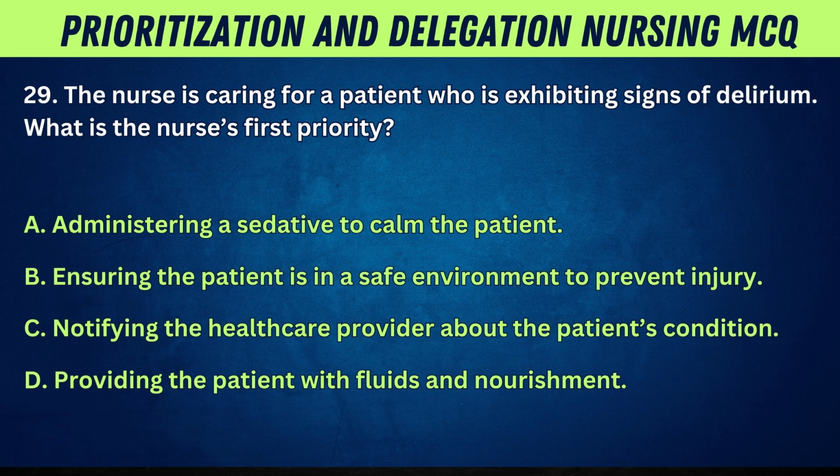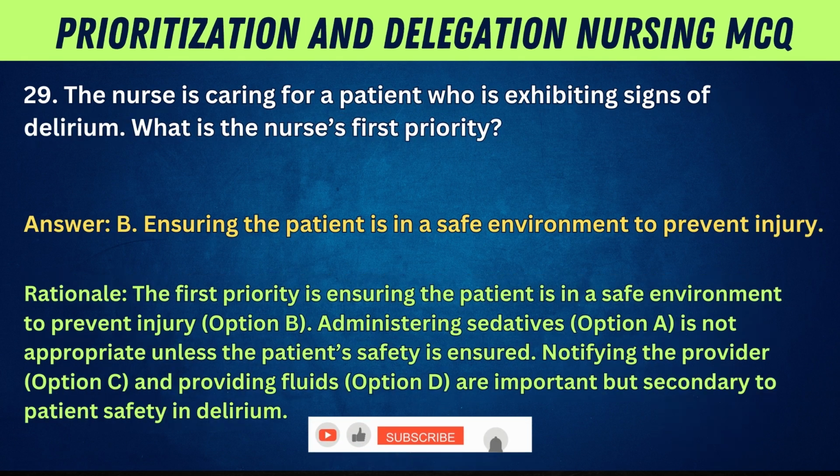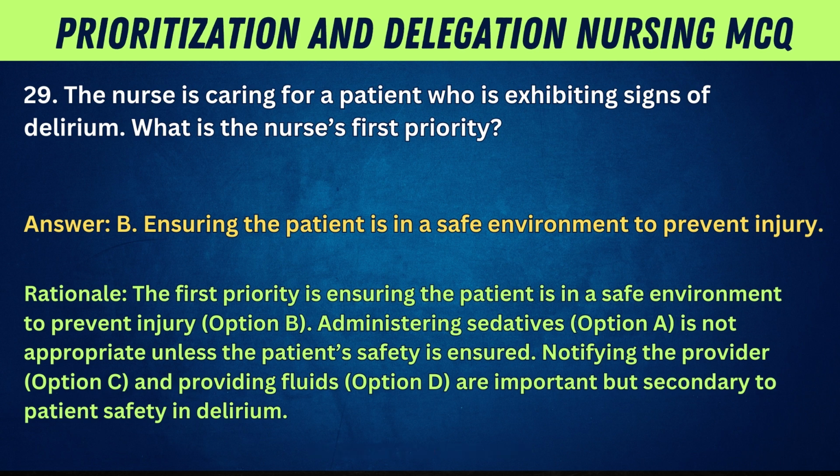29. The nurse is caring for a patient who is exhibiting signs of delirium. What is the nurse's first priority? A. Administering a sedative to calm the patient. B. Ensuring the patient is in a safe environment to prevent injury. C. Notifying the healthcare provider about the patient's condition. D. Providing the patient with fluids and nourishment. Answer. B. Ensuring the patient is in a safe environment to prevent injury. Rationale. The first priority is ensuring the patient is in a safe environment to prevent injury, option B.